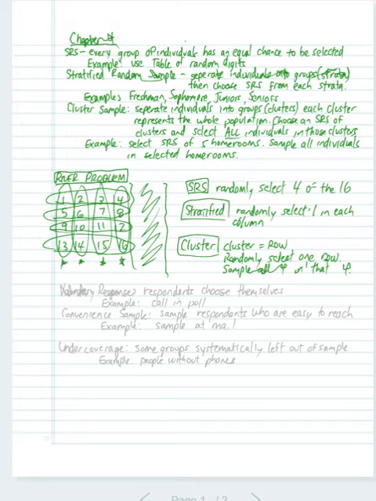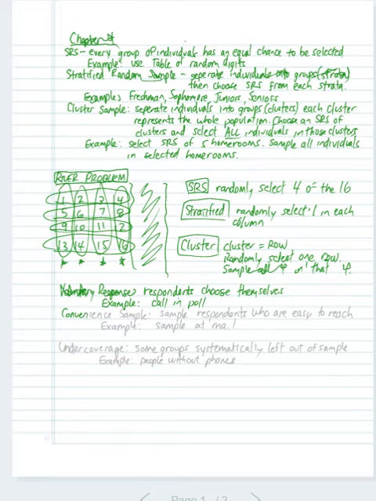Okay, so some more definitions here. We are now moving into poor sampling techniques. And the first one listed there is voluntary response. And for my definition on this one, I simply wrote respondents choose themselves. And the example that I always think of for this is a call-in poll, where they ask people to call in. And the issue there is that the people that tend to call in are the ones that feel strongly on the issue, and therefore you get a biased sample that's not representative of the whole population.